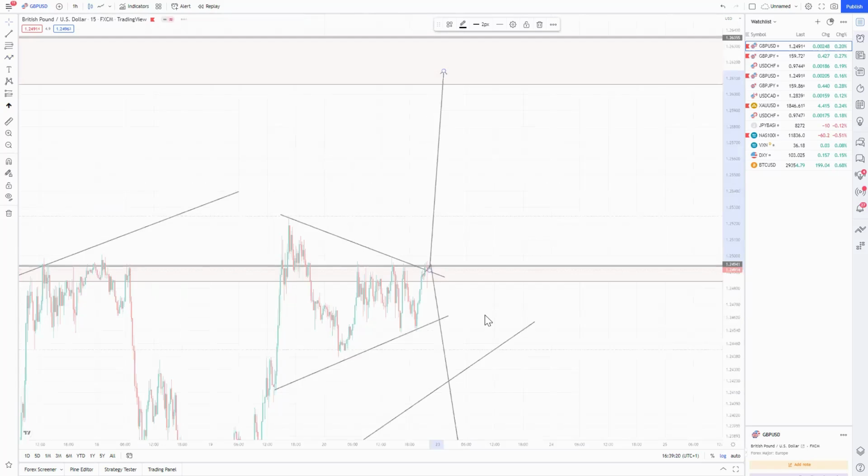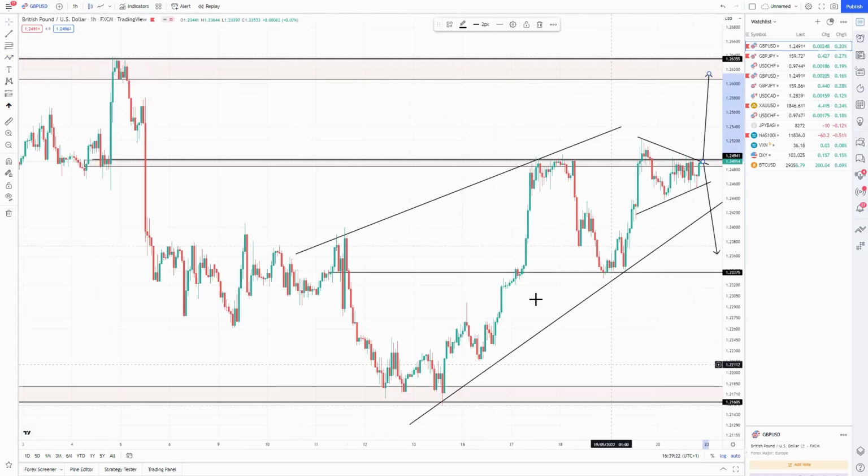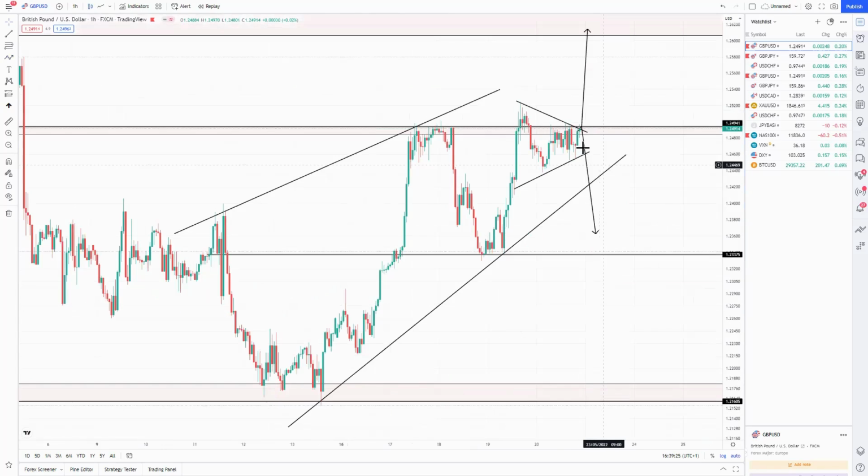So let me go back to the 1 hour time frame so you guys can see clearly. So this is what we are expecting on GBP USD. A possible continuation downward for a sell or a break above for a buy. I have more buyers on the sell, but we'll react to what we see.